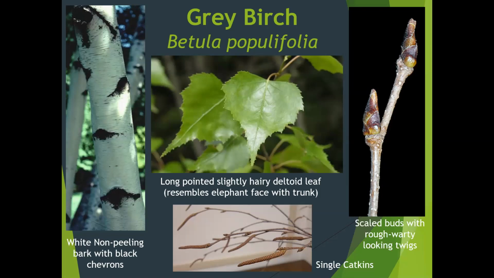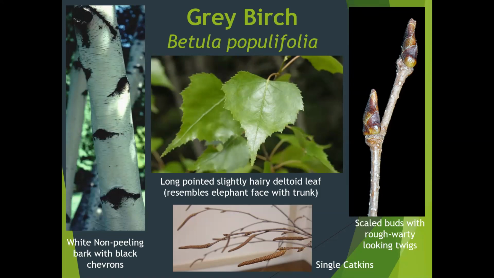So starting off with gray birch, Betula populifolia. Populifolia because it has similar leaves to poplars, as you can tell in that photo right in the center. It has a very similar leaf to the aspens, but it doesn't have that flat petiole, so it won't be flapping in the wind. One thing I want to point out is that it still has the triangular shape to it, but it has a long sort of what I want to call snout to it.